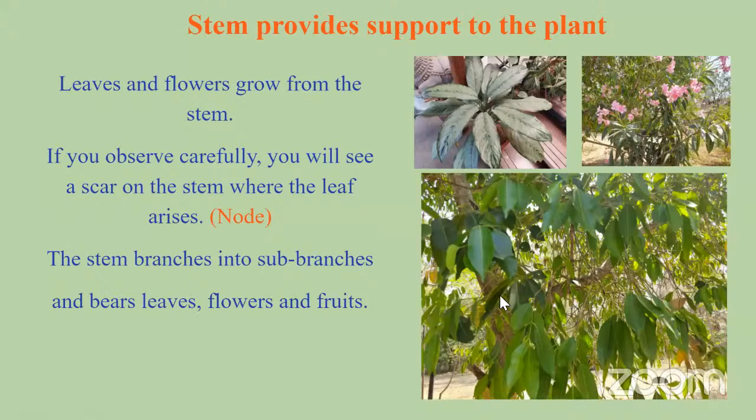The stem branches into sub branches and bears leaves, flowers, and fruits. See here, the stem has so many branches and sub branches that bear leaves, fruits, and flowers.